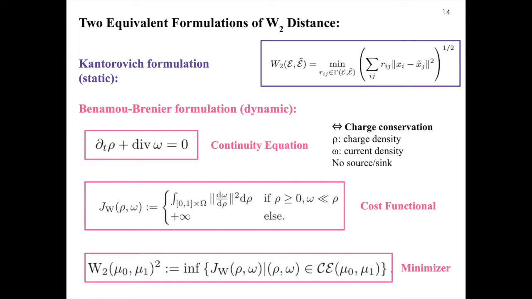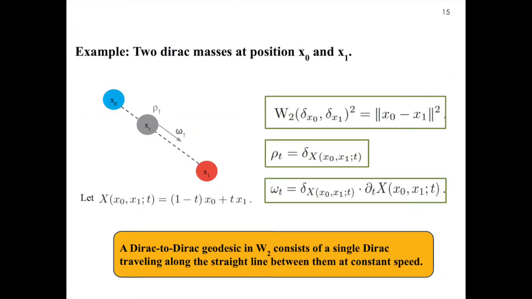So let's work out a simple example. Suppose we have two Dirac masses at x0 and x1, again, both with unit mass. And using the static formulation, we can see easily that the W2 distance between the two dots is given here. So by Dirac mass, you mean it's like a delta function?